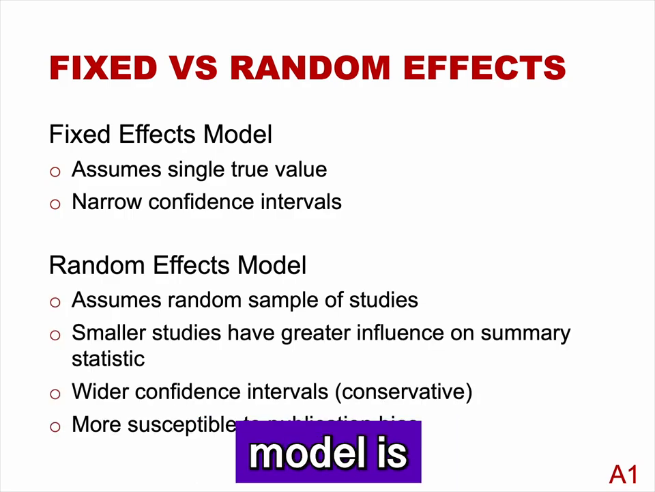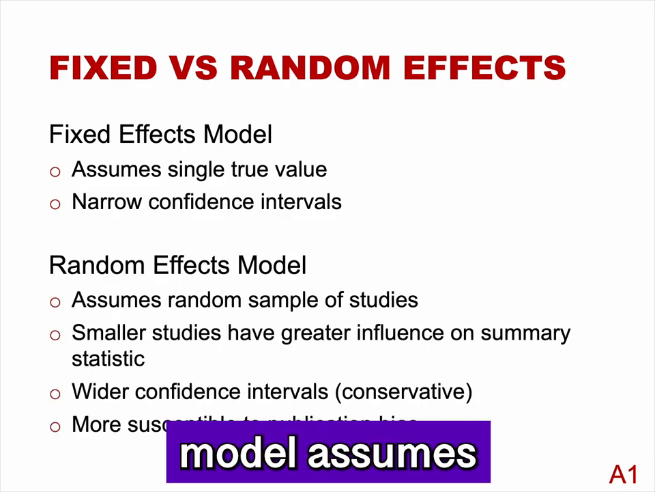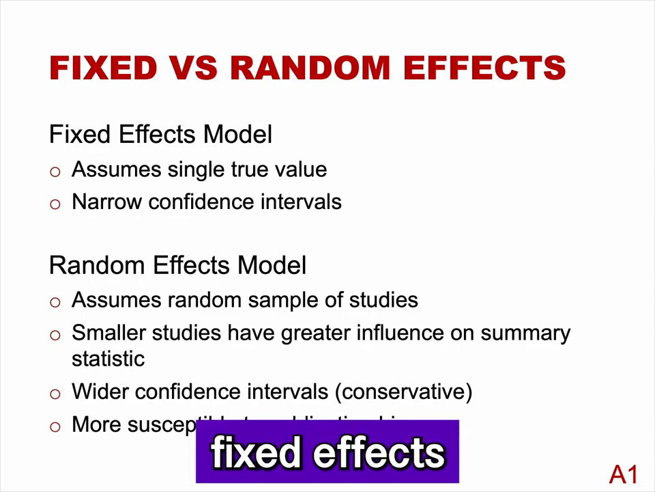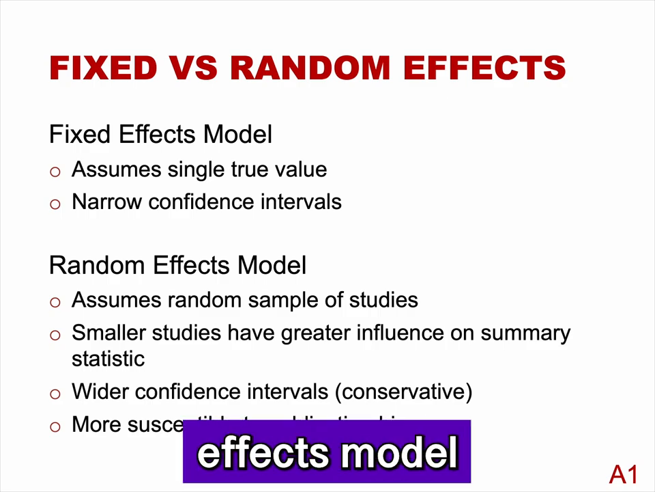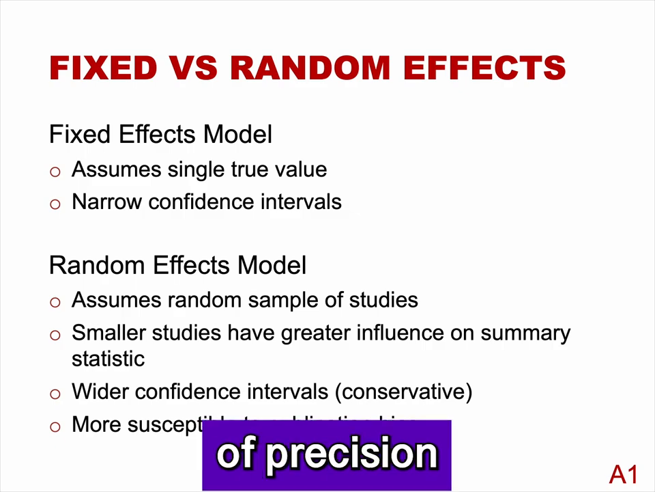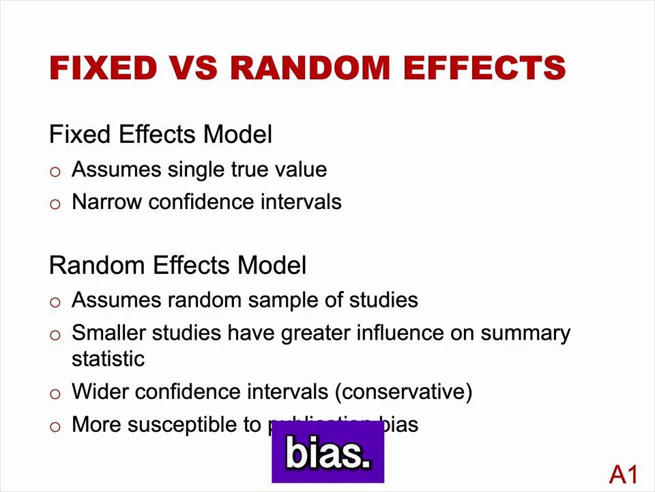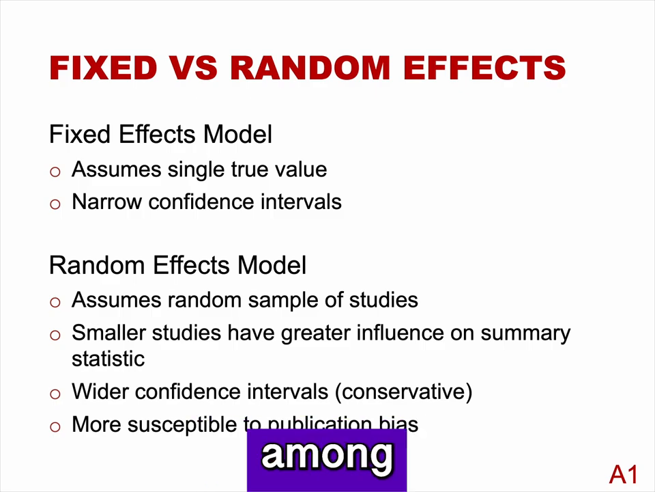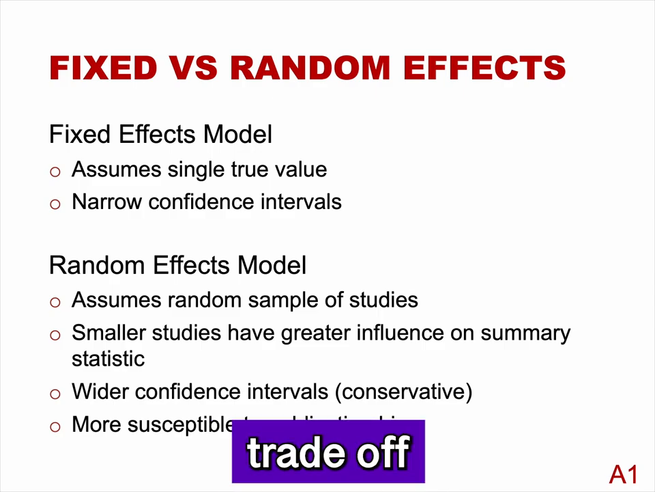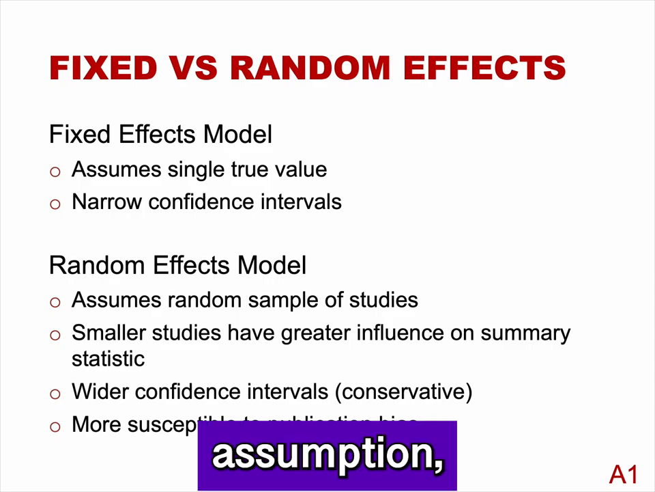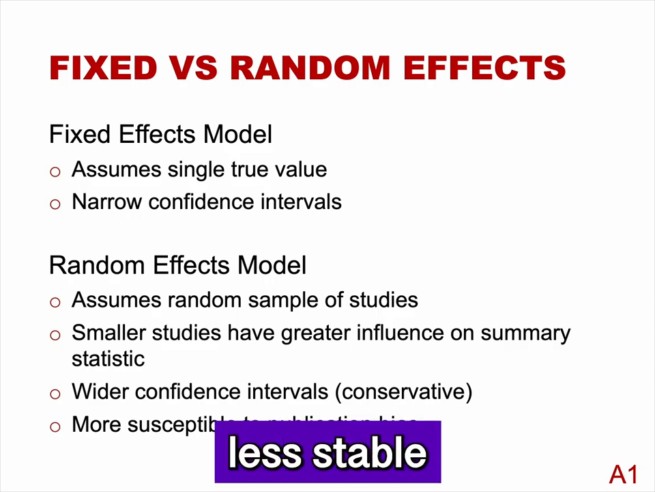The random effects model is most used. The random effects model assumes a random sample of studies and puts more weight on smaller studies than is seen with the fixed effects models. The random effects model generates a more conservative estimate of precision in the form of a wider confidence interval, but is more susceptible to publication bias. There is considerable debate among statisticians over which approach should be used and under what conditions. It appears to be a trade-off between the fixed effects model, which is stable and robust, but based on an unlikely assumption, and the random effects model, which is less stable and sometimes unpredictable, but based on a more likely assumption.